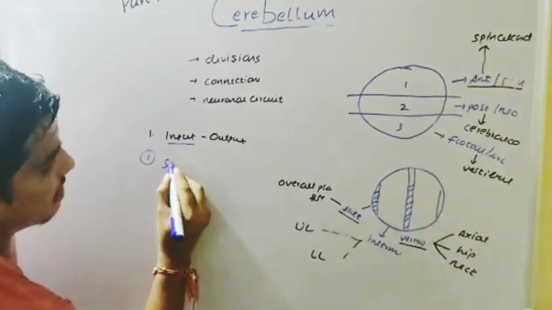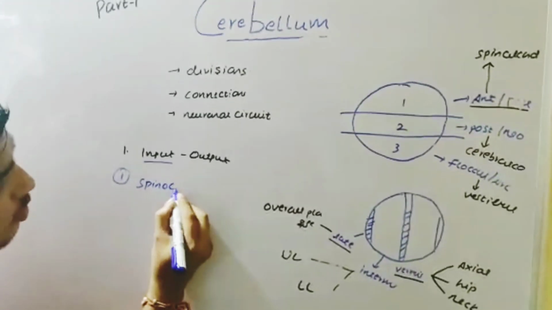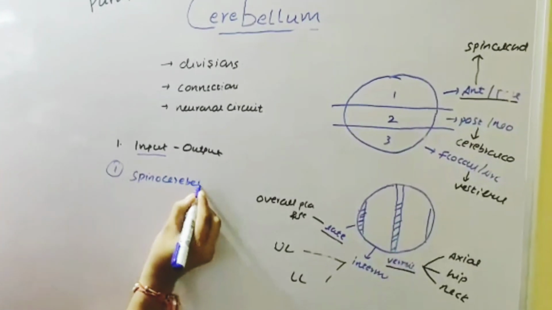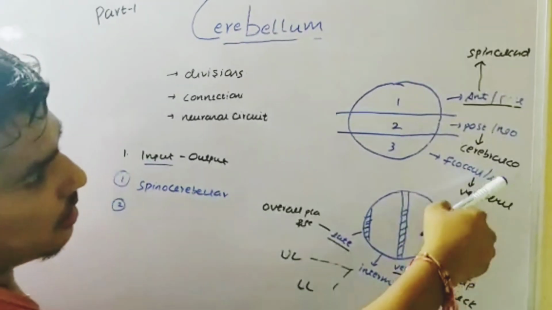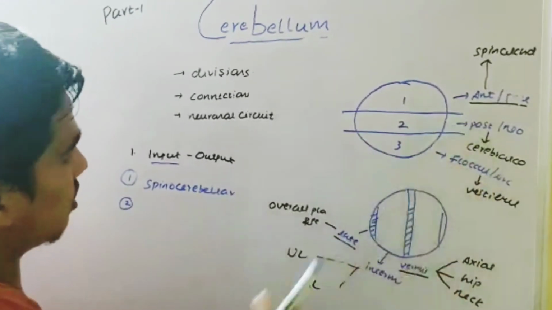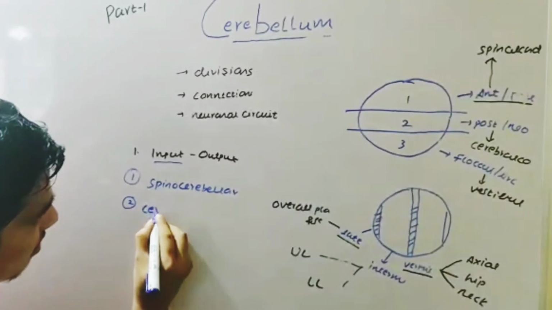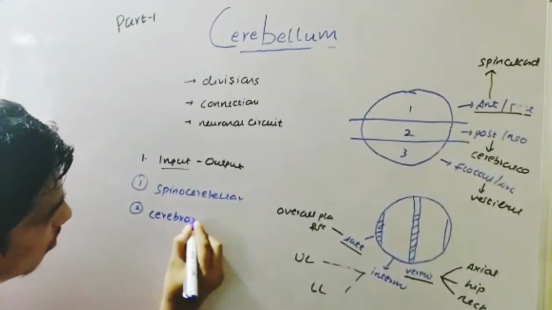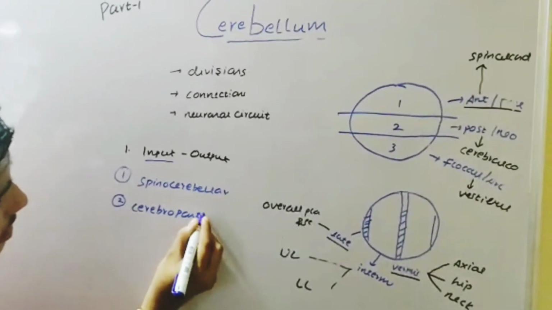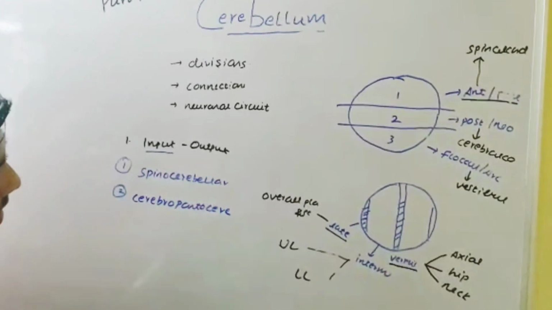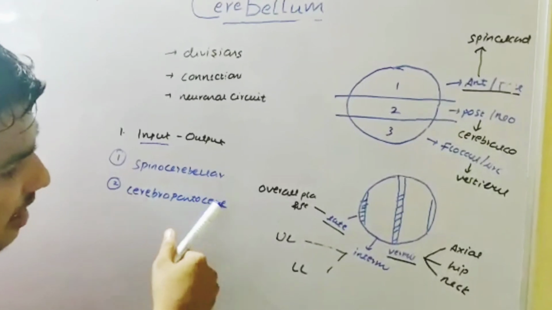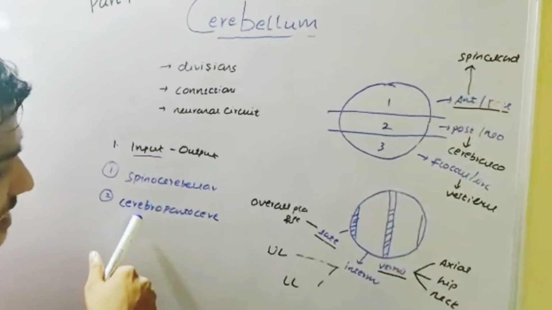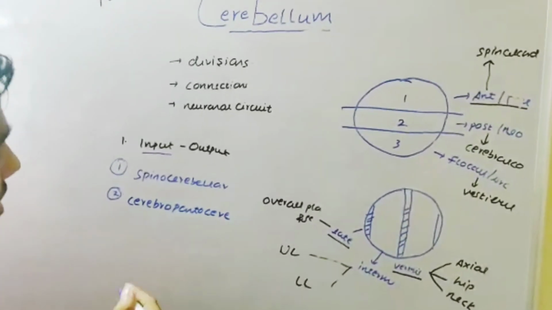So it is named the spinocerebellar tract. The second one, the cerebral cortex is connected with the posterior lobe. So it is named the cerebropontocerebellar tract. Why it is named like that: the fibers are coming from the cerebral cortex and via the pons they are reaching the cerebellum. So they are named the cerebropontocerebellar tract.